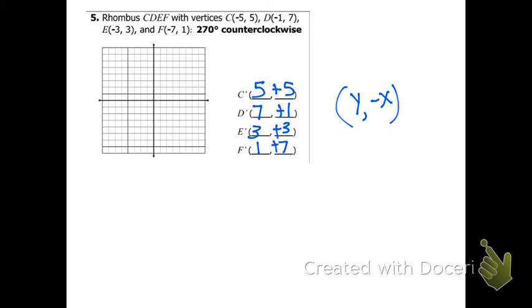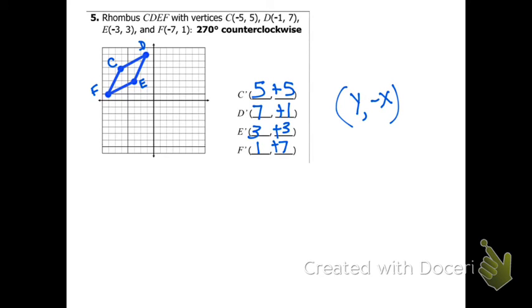Okay? So now you just got to take the time to graph both the original, which remember the original is called the pre-image, and we're going to graph the resulting image, which they just call image. Okay? So graphing my original, point C was at negative 5, 5. D is at negative 1, 7. E is negative 3, 3. And F is negative 7, 1. So here's my original rhombus, they're calling it diamond. Okay, there's my original pre-image.